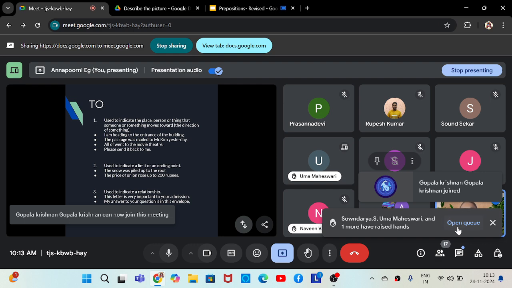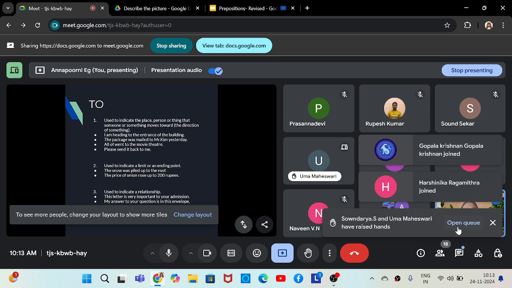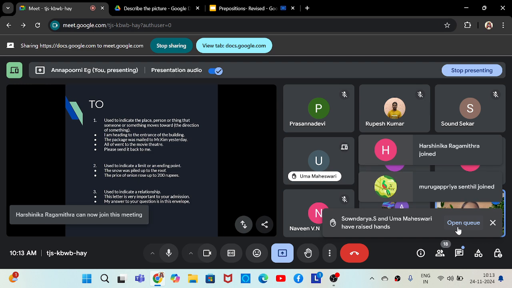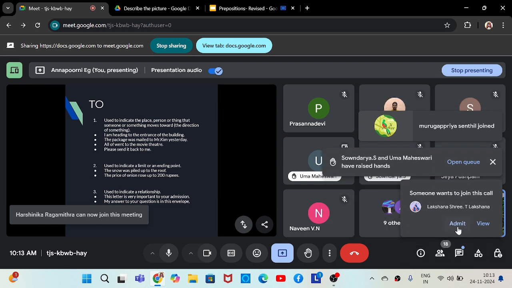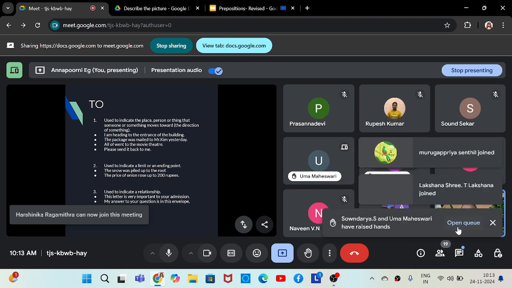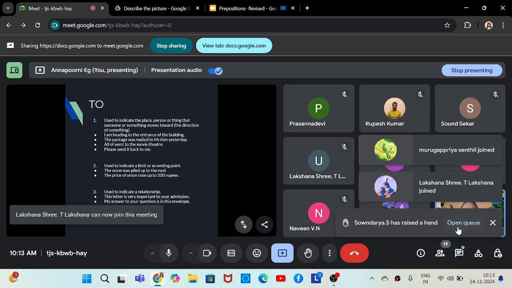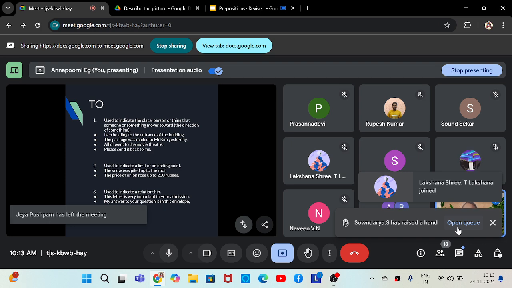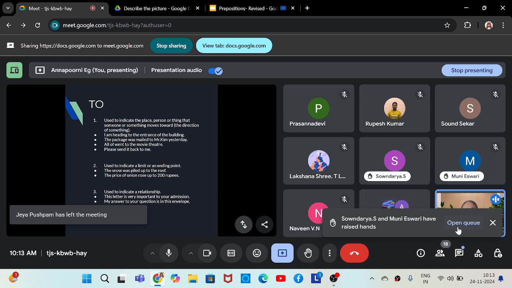So the price of onion rose up to 200 rupees. Onion or onion, both are correct pronunciations. Because mostly we Indians pronounce it as onion. Onion is not a proper pronunciation. You can practice it as onion. Okay. Some people will say onion. That's also fine. Onion or onion. So the price of onion rose up to 200 rupees.